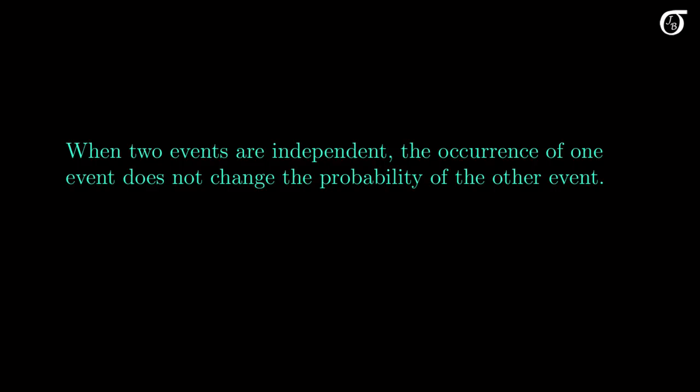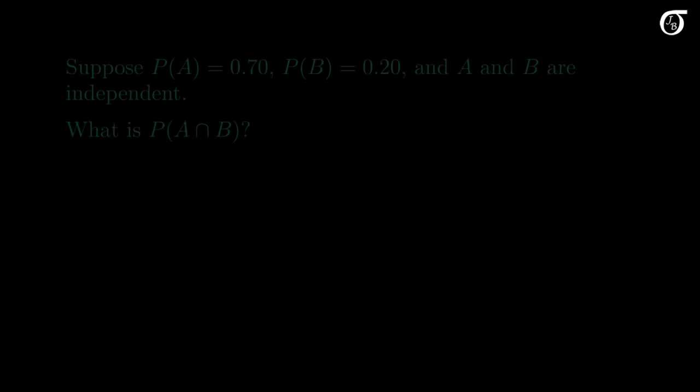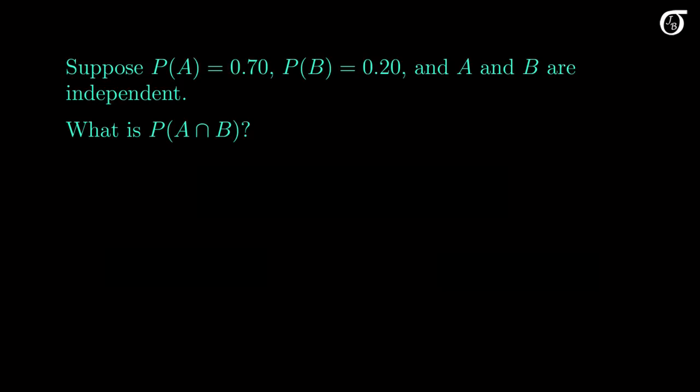Now let's look at a few examples. Suppose the probability of A is 0.7, the probability of B is 0.2, and A and B are independent. What is the probability of their intersection? Well, this is a very simple question. Since we know that A and B are independent, the probability of their intersection is simply the product of their individual probabilities. Here, that's 0.14.